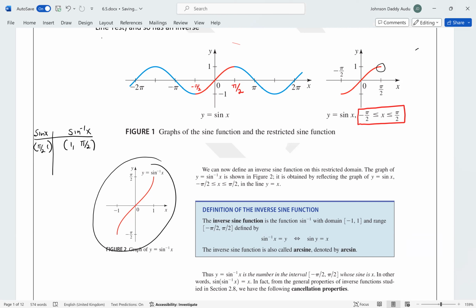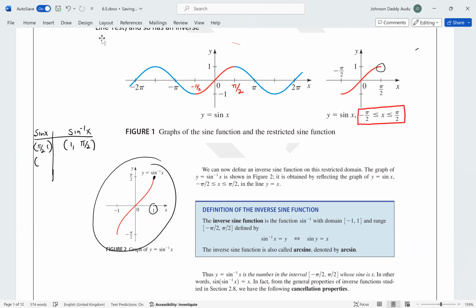You can see here, this is 1. And the value here, this is a point, pi over 2. So you could take as many points, about 4 points from the graph of f, which is the graph of sine. Then you interchange the position of x and y, and then you plot the graph.